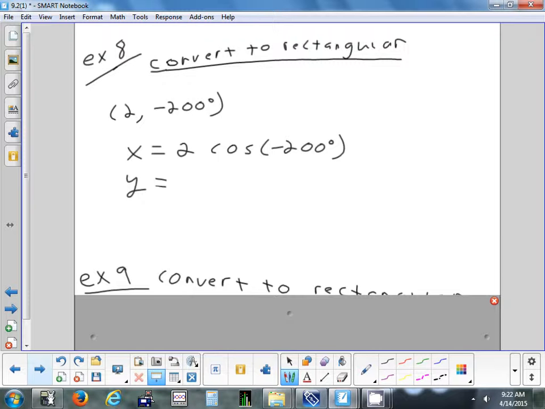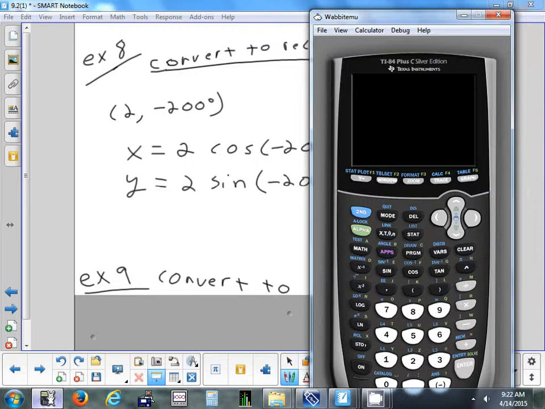So we'll do that one out. And my formula for y? 2 sine negative 200. Good. Type those in. Make sure you're in degrees, not radians, and see what you get.